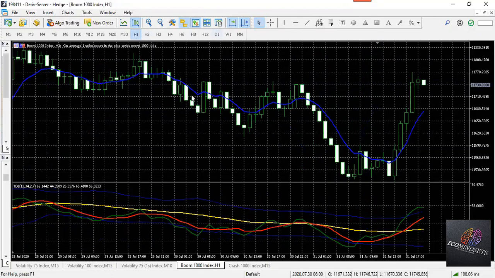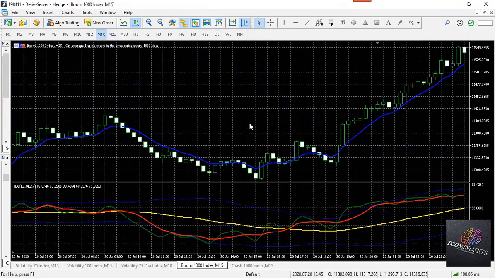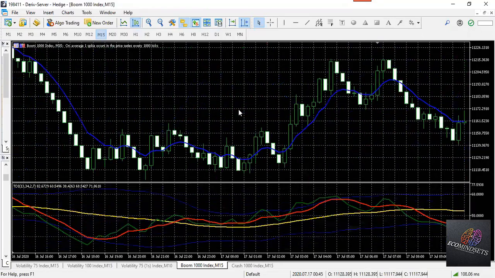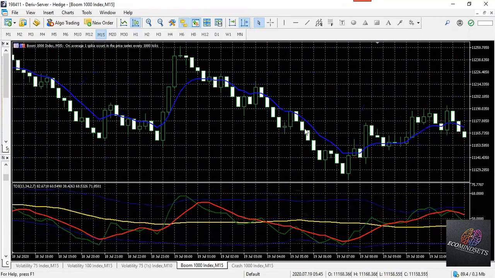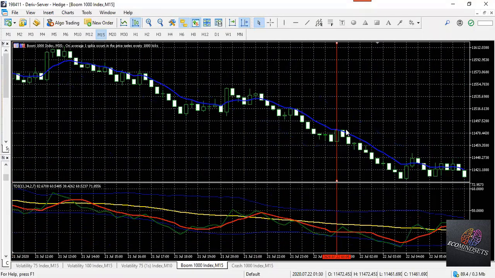So let's go back, let's scroll and find. So this was it. H1 closed below EMA 8, meaning we are in a downtrend. What will I do? Quickly, I go to M15. All right, so here we are. So here M15 also closed, though it spiked up, but it closed below EMA 8.